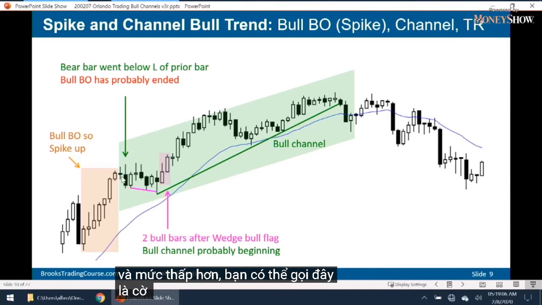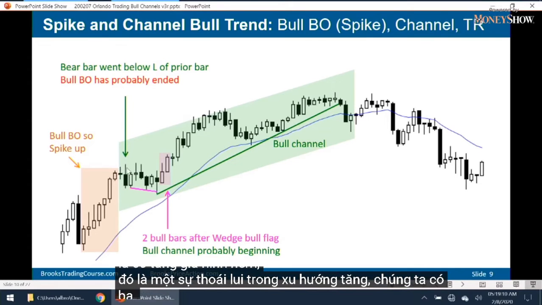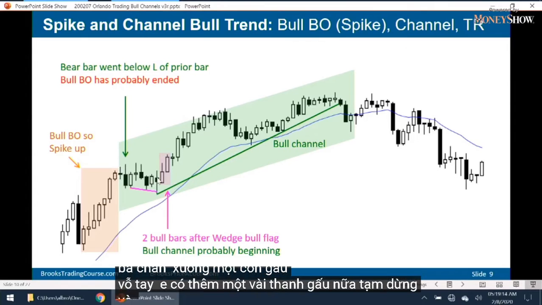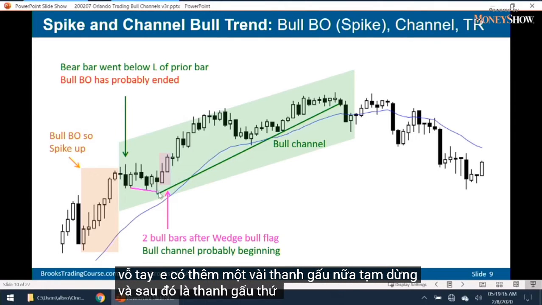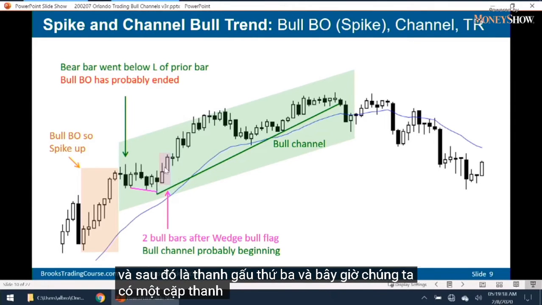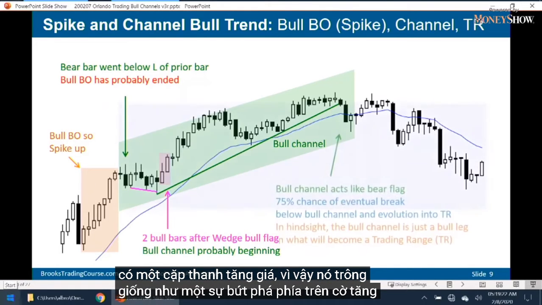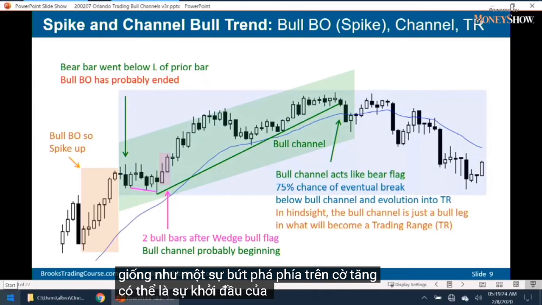You can call this a wedge bull flag. It's a pullback in a bull trend. We have 3 legs down, a bear bar, a pause, a couple more bear bars, a pause, and then a third bear bar. And now we have a pair of bull bars, so it looks like a breakout above the bull flag. Probably the start of a channel.